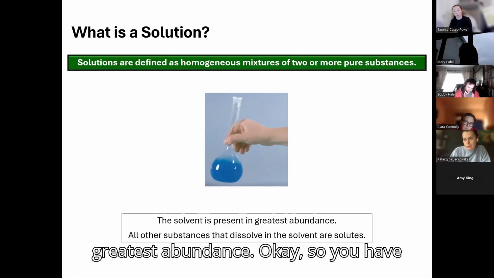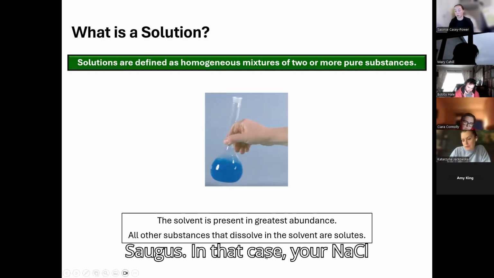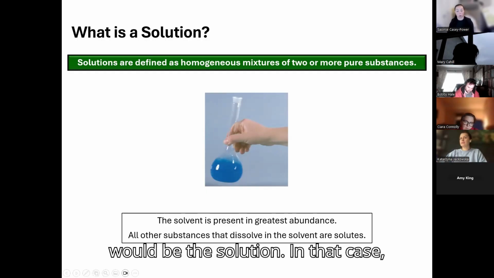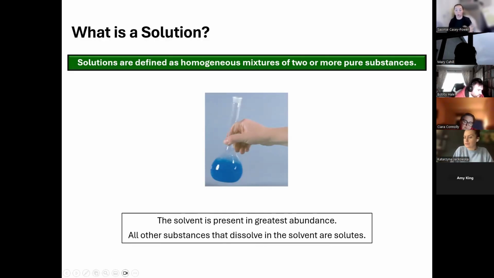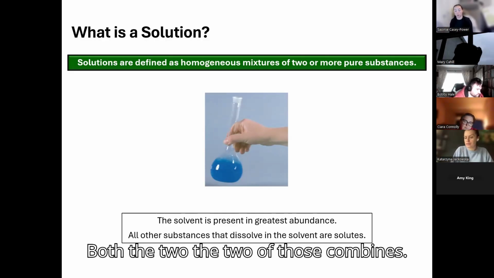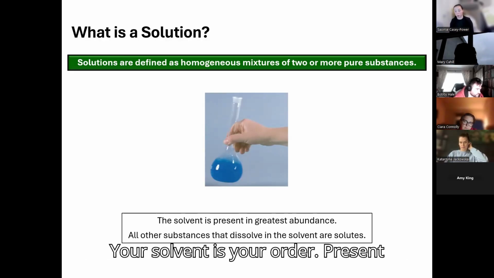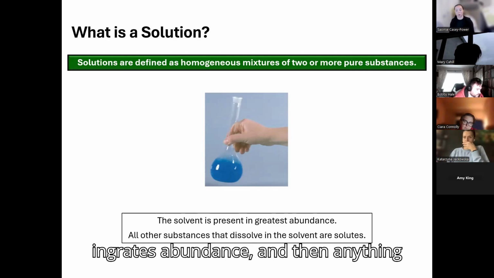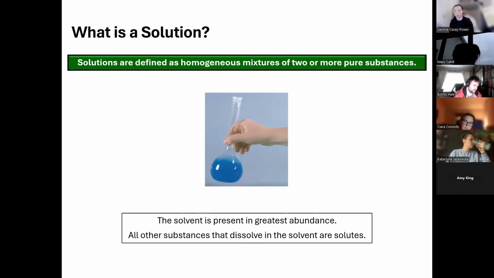So you have much more of your solvent than your solute. In that case, your NaCl would be the solute, whatever is dissolving in the solvent. But the two of those combined, they are both pure substances. Your solvent is your water, present in greatest abundance, and then anything that's dissolved in the solvent is called a solute.